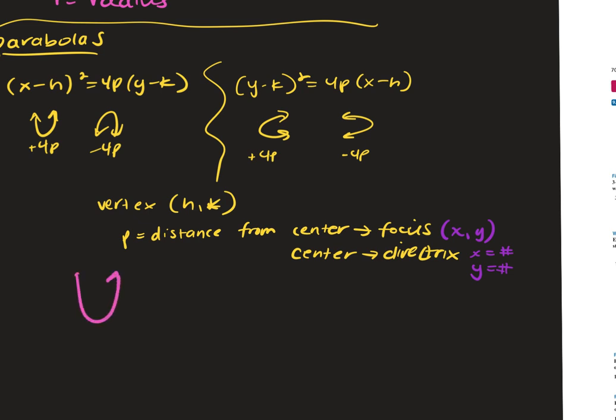So if it opens up, you've got your vertex, your focus inside, your directrix outside. It does not cross through the directrix. And if it opens to the right or to the left, you've got your curve, your vertex, your focus inside, and your directrix would now be a vertical line. Questions on parabolas?